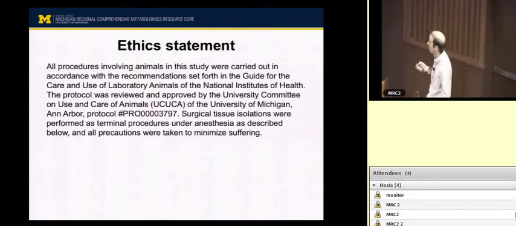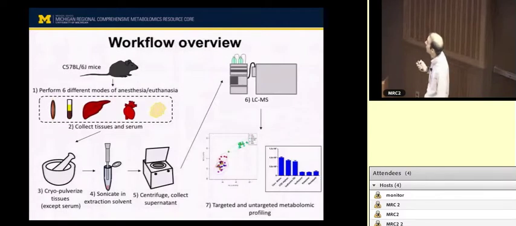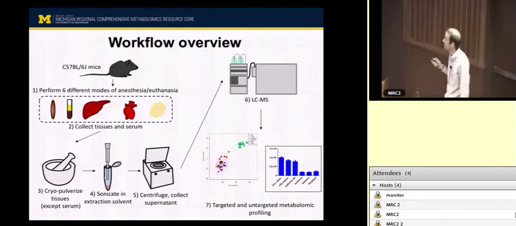Okay, so this was an animal study, so everything was ethically approved and done in a manner to minimize use of animals, et cetera. Here's the overview of the study. We chose to use C57 Black 6 mice just because they're the most commonly used animal model. We've done some limited follow-up on this in rats and found that the trends are generally the same. What we wanted to do was collect 5 different types of tissues which reflect a variety of tissue types. We didn't look at brain in this study, but we collected skeletal muscle, serum, liver, heart, and adipose tissue, using 6 different commonly used methods of anesthesia and euthanasia.